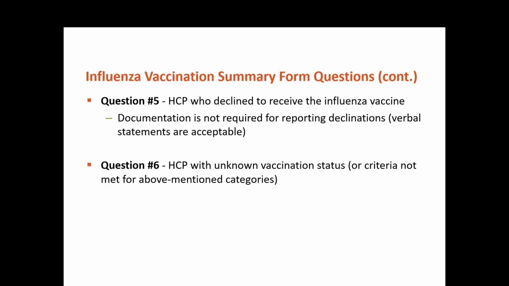The 5th category is healthcare personnel who were offered and declined to receive influenza vaccine. Documentation is not required for reporting declinations. And the 6th category is healthcare personnel with unknown vaccination status, or they did not meet any of the criteria for the other numerator categories.